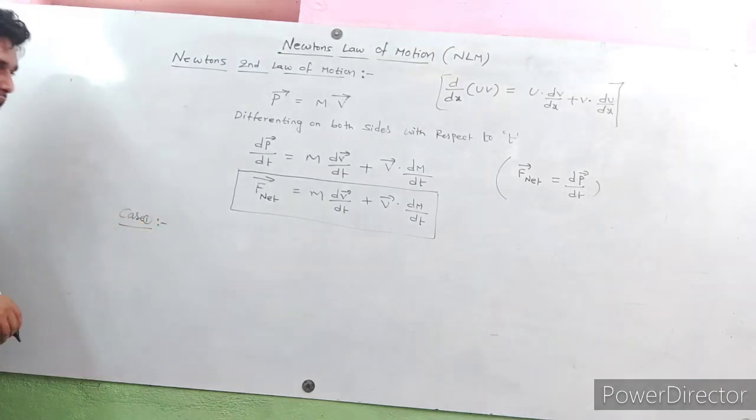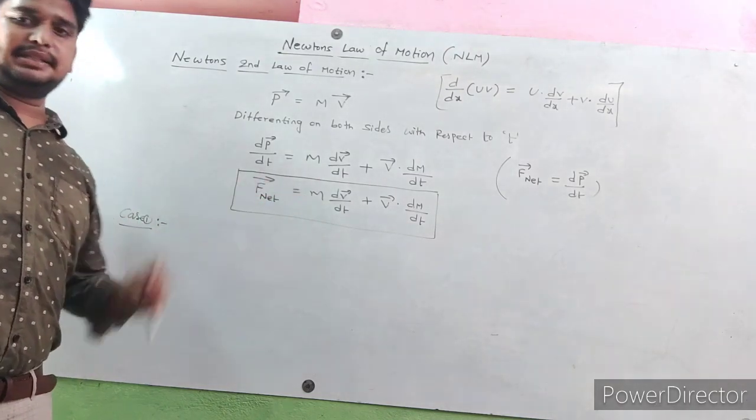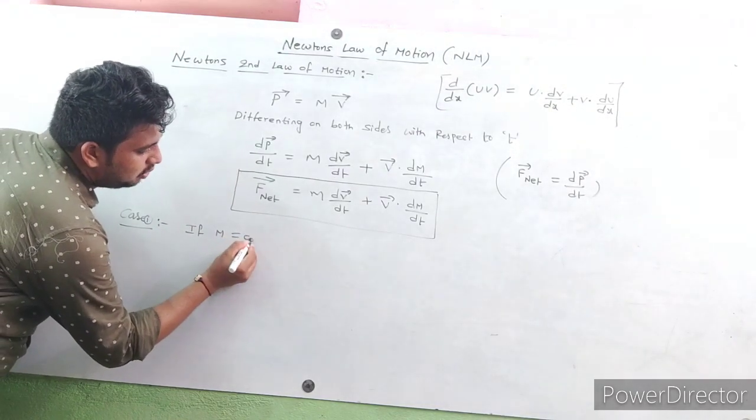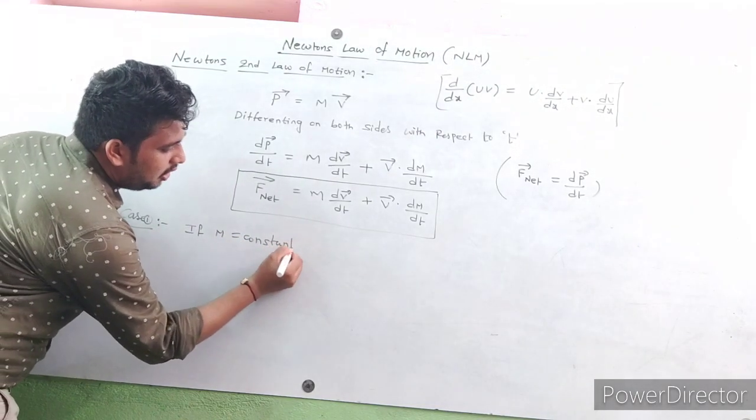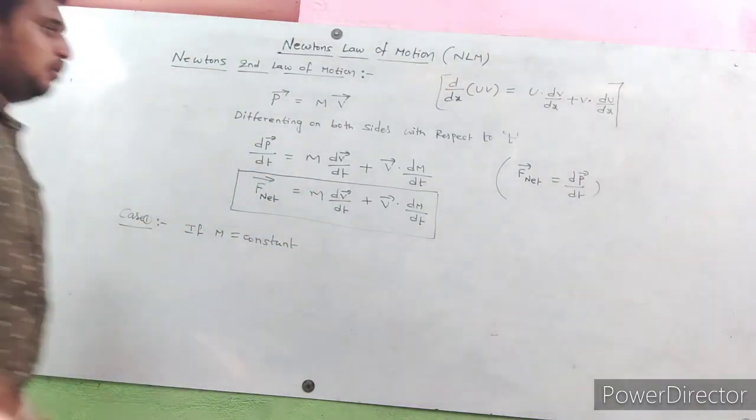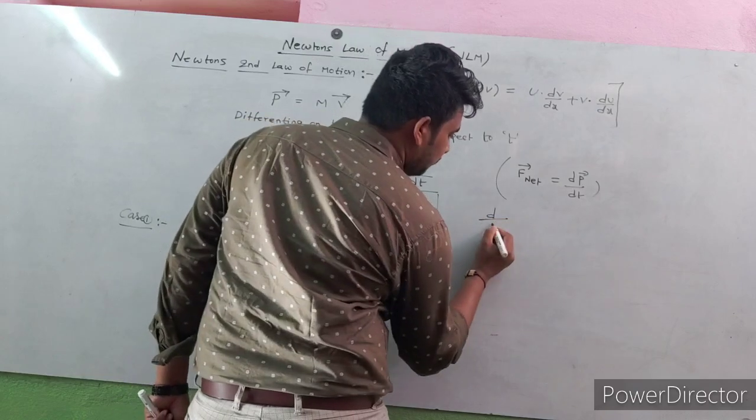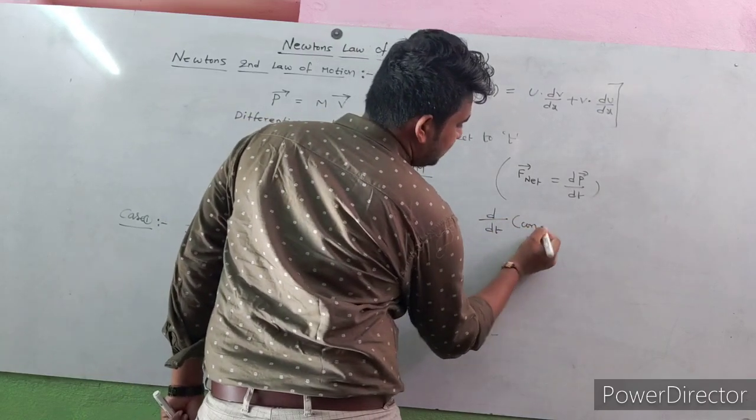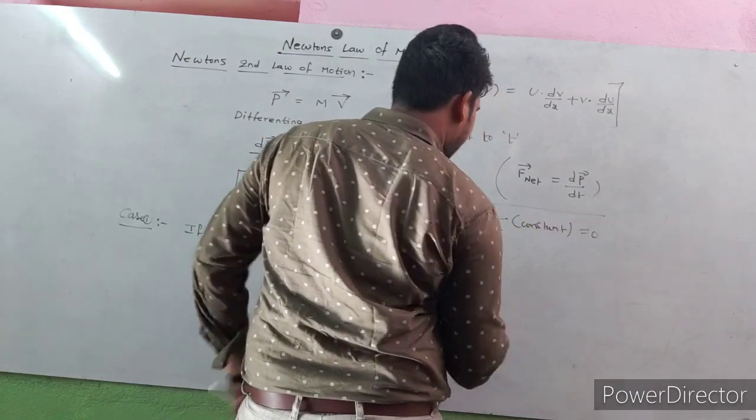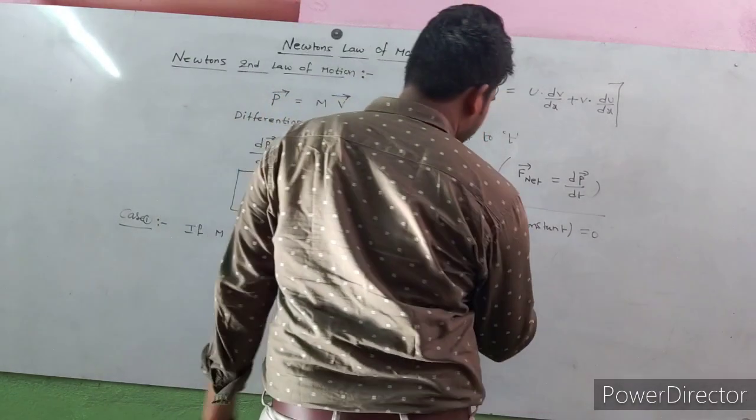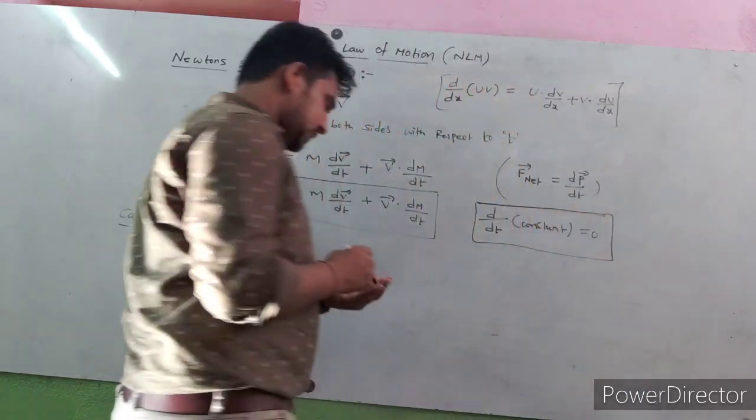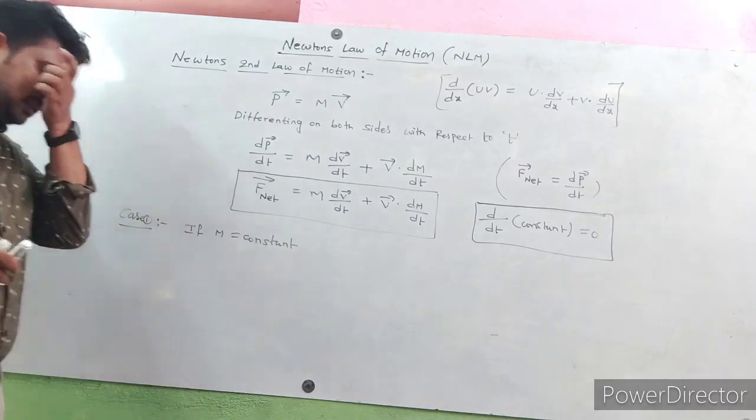What is case 1 here? First, mass is constant. If mass is equal to constant, how will the equation change? Before going to that, you need one formula: d by dt of a constant. The differentiation of a constant value is always 0. This is very important.